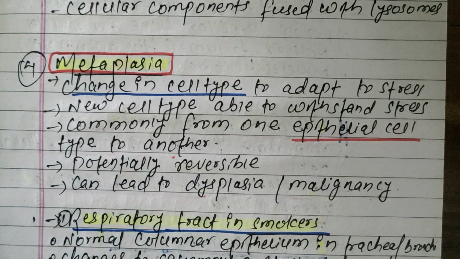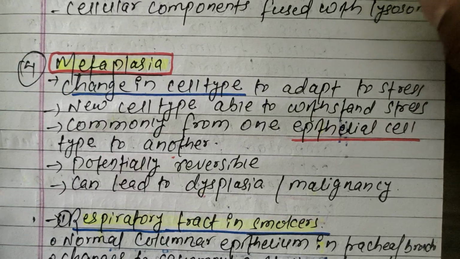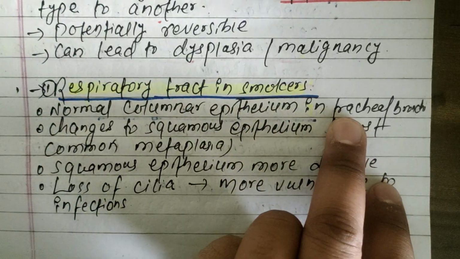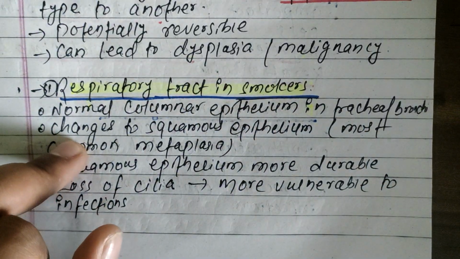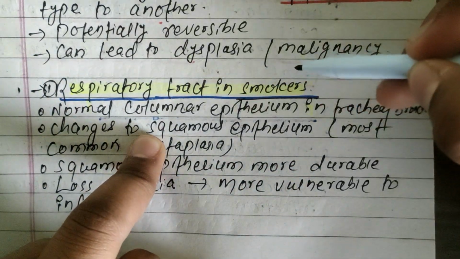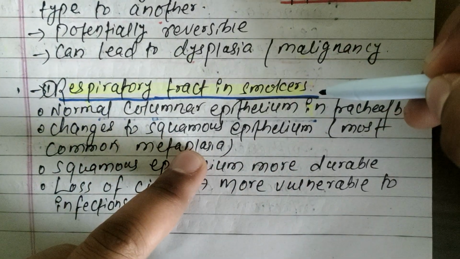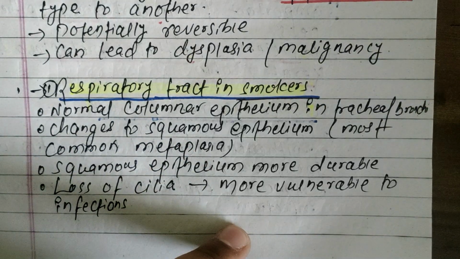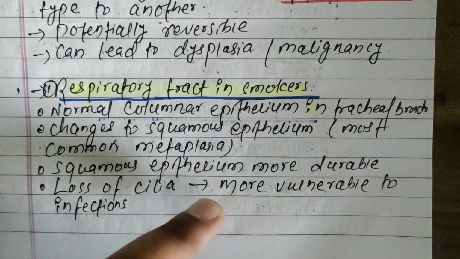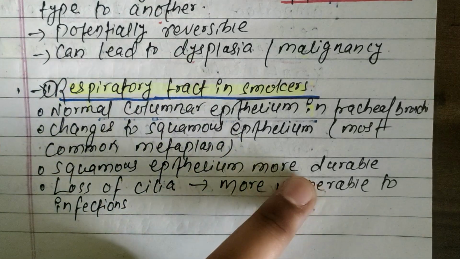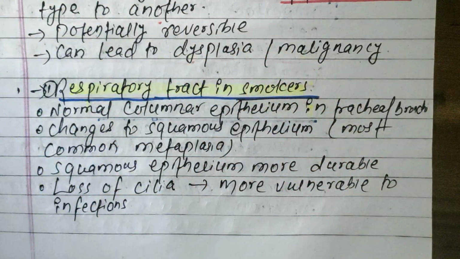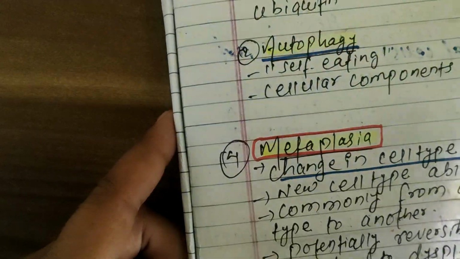dysplasia or malignancy. Now examples: in the respiratory tract of smokers, there is normally columnar epithelium in the trachea and bronchi, but it changes to squamous epithelium, the most common metaplasia. This squamous epithelium is more durable, but with the loss of cilia it is more vulnerable to infections. In this way, the respiratory tract in smokers develops metaplasia.